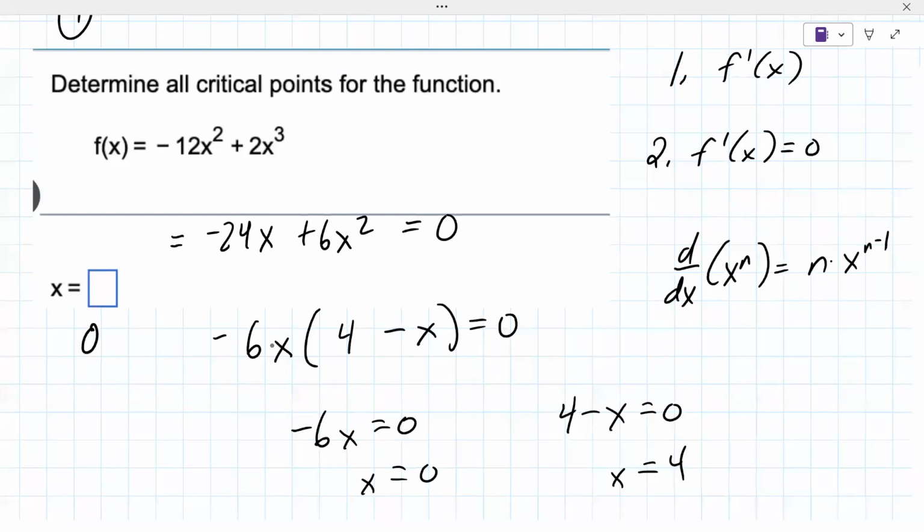Those are your critical points. You could do it without calculus by looking at the graph and seeing where the horizontal tangents are, but you may not see them, especially if it's a horizontal tangent. Yeah, I said it was right. Perfect.